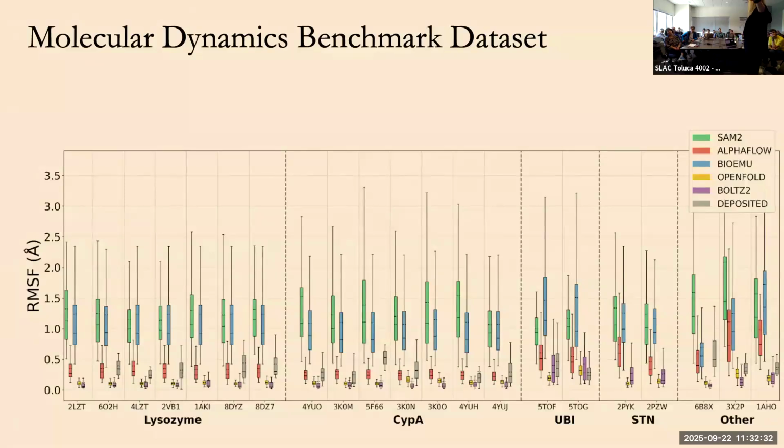Your deposited models are in gray. Most of these are multi-conformer models, and you can see there is quite an uptick. But this doesn't really give us all of this information on whether it's just having much higher RMSF everywhere. Are we actually recapitulating where the experimental data is telling us?